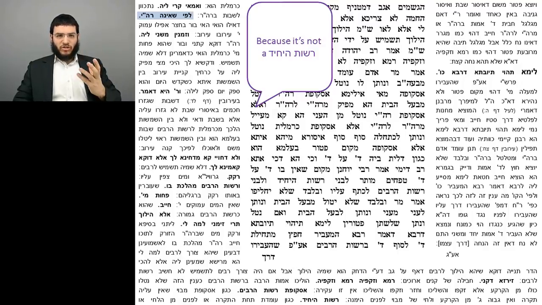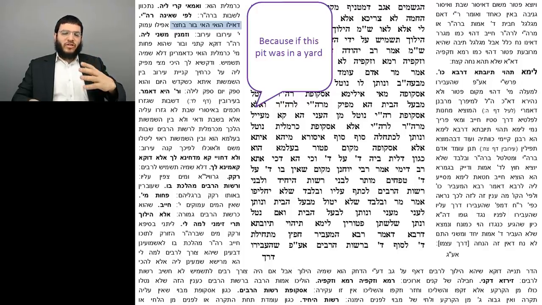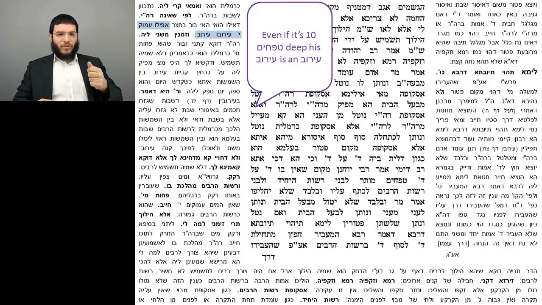Why are we not talking about a reshus hayachid? Ilu avoy hai bor bechatzer, because if this pit was in a yard, if he did have in mind to rest in the yard, which is the reshus hayachid, and he placed it in a pit, then we wouldn't say if it's deeper than 10 tefachim, it's not a good eruv. It would be a good eruv, because he's in reshus hayachid and less than 10 tefachim, and if it's deeper than 10 tefachim, it's also reshus hayachid. So he would be able to carry it. Afilu omek asarah eruv, even if it's 10 tefachim deep, his eruv is an eruv. So when it says reshus harabim, it means to say not a reshus hayachid, because there, if the pit is 10 tefachim deep, it will be a good eruv. So that's one answer that Rava would give.